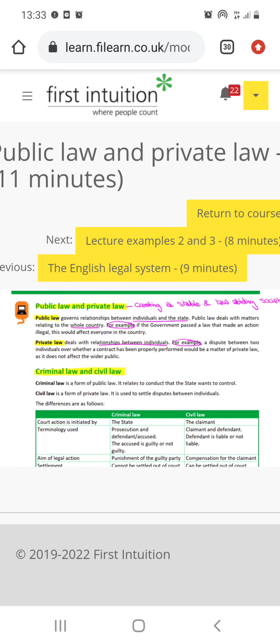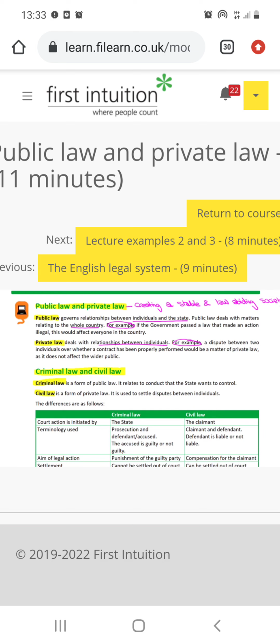Moving on, we can look at criminal law and civil law, and you need to be aware of the differences between the two for your examination. So these are the two main branches of law in the UK that affect us as individuals. They have different types of trials and different punishments.